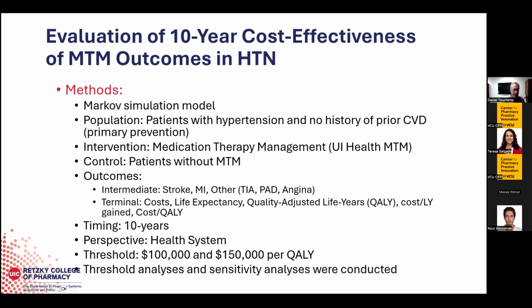Just to quickly go back for those of you who are less familiar with the quality adjusted life years gained, I had mentioned that utilities are a specialized method of assessing quality of life, and quality adjusted life years gained is the combination of life expectancy and quality of life over a patient's lifetime. So it's a measure that incorporates both quality of life and life expectancy.